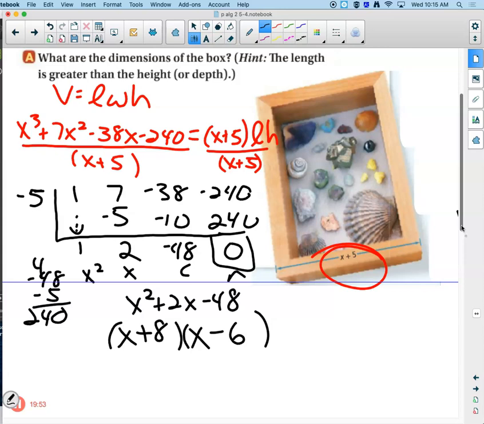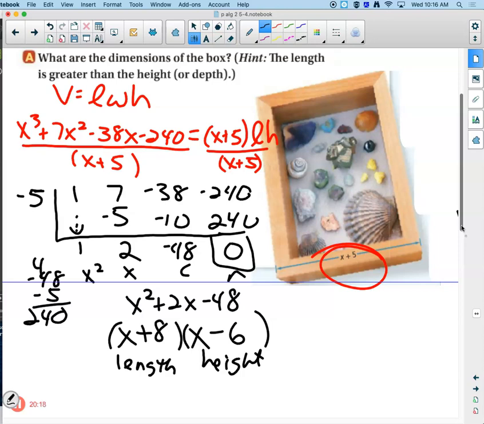So those are the other 2 dimensions. Now they gave us a little hint up there: the length is greater than the height. Well, then it has to be the one that they're adding to. So this has to be the length, and that has to be the height. Because with this one, we're going to add and make it bigger, but with this one, we're going to subtract. So those are the other dimensions.